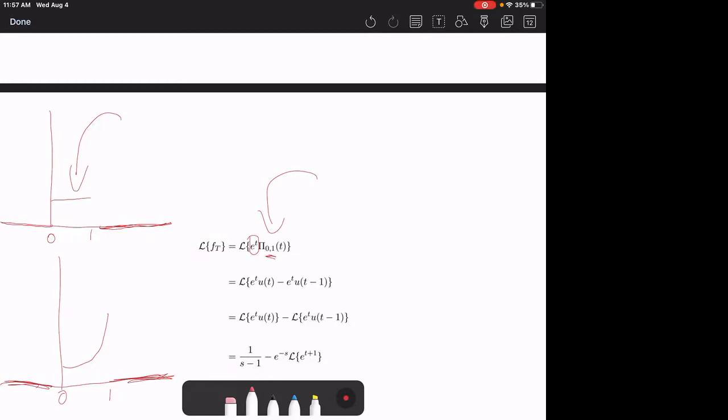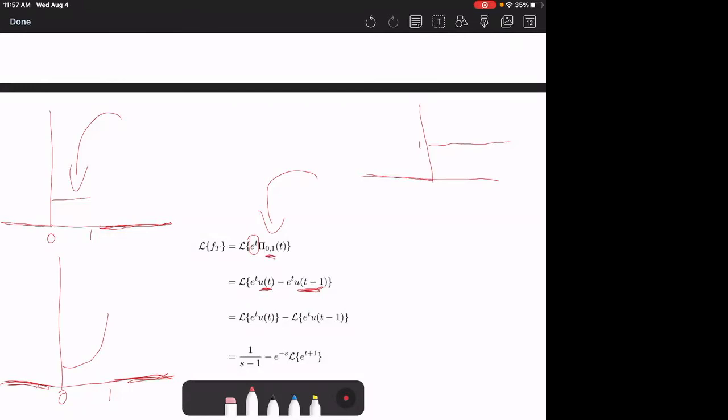Well, we know algebraically what that rectangular window function is. It is u of t, the unit step function of t, minus u of t minus 1. We'll explain that. The unit step function of t is 0 all the way up till you get to 0, and then it's 1 for everything that's positive.